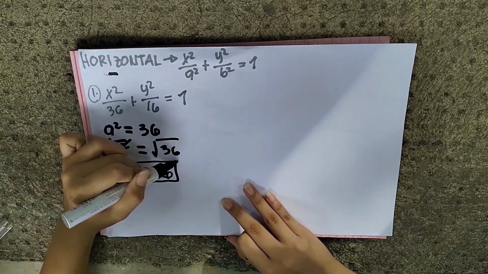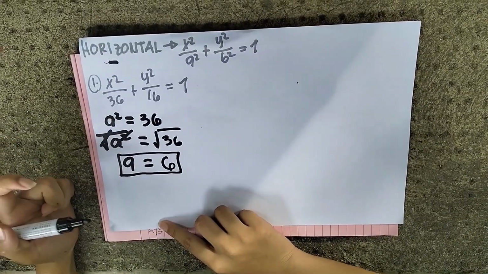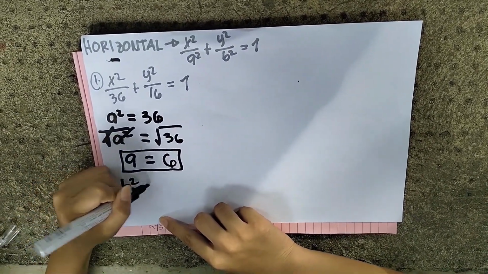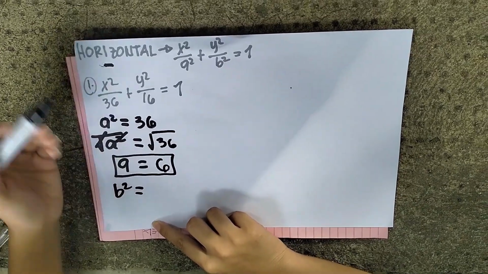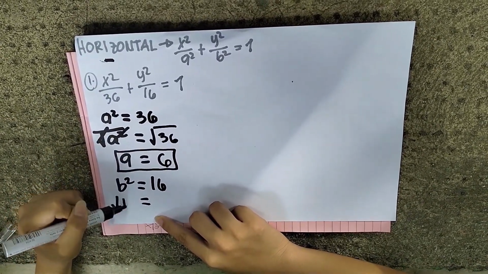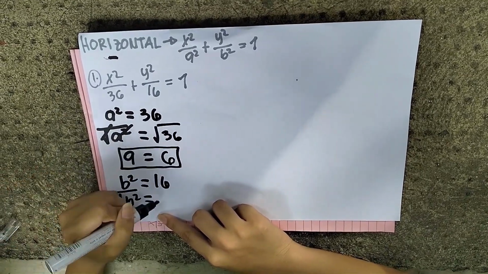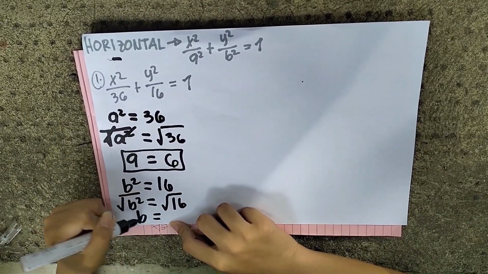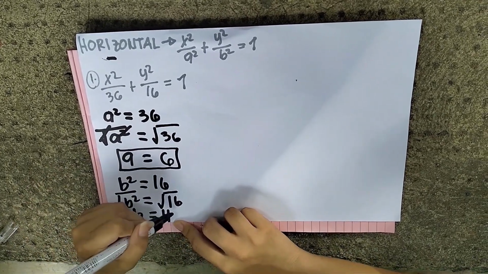That is our vertex. Now, to solve for our co-vertex, we have b squared is equal to 16, so copy that, and then take the square root. Square root of 16. So now our co-vertex is equal to 4.